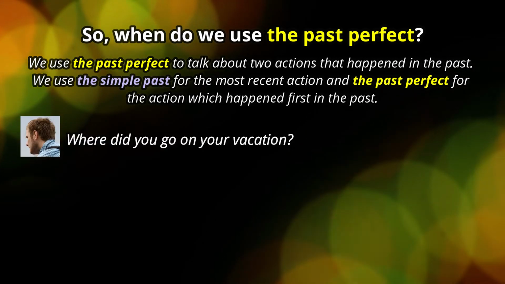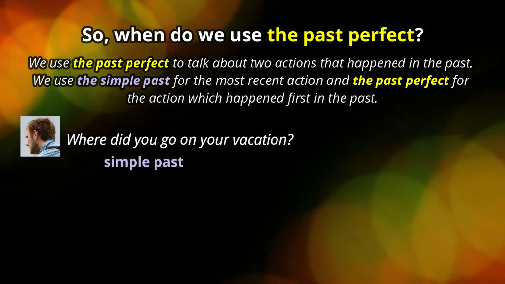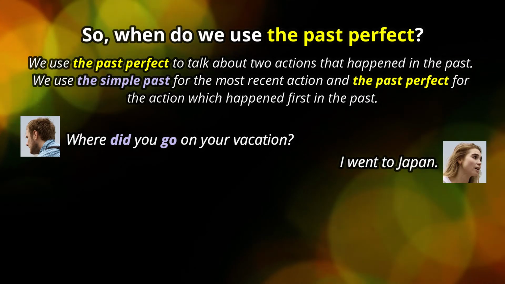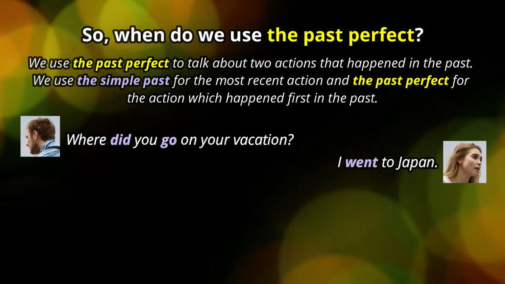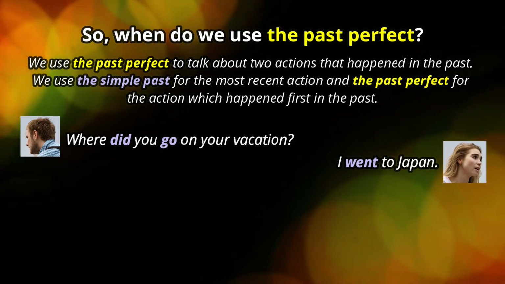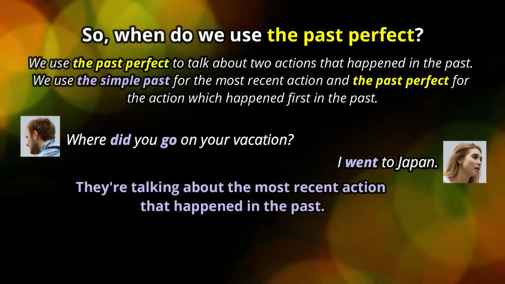First, the man says, where did you go on your vacation? Now he's using the simple past, right? Where did you go? And then the woman answers, I went to Japan. Again, simple past. And they are both talking about the most recent action that happened in the past.